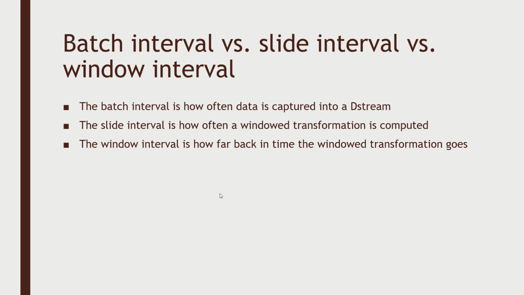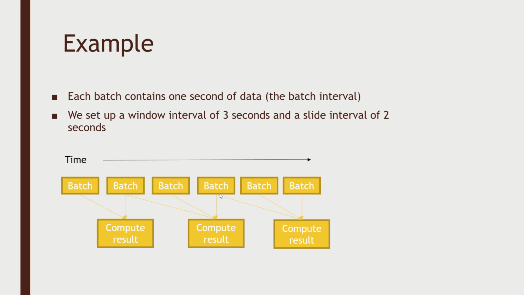So if I wanted to compute the best sellers over the past hour every half hour, the batch interval might be something like 1 second, but the slide interval would be a half an hour, and then the window interval would be the 1 hour that I go back in time to analyze the data. Okay? Makes sense? So batch interval is how often I'm sampling the data and processing it. Slide interval is how often I'm computing my window transformation, and the window interval is how far back in time I go to compute that windowed transformation.